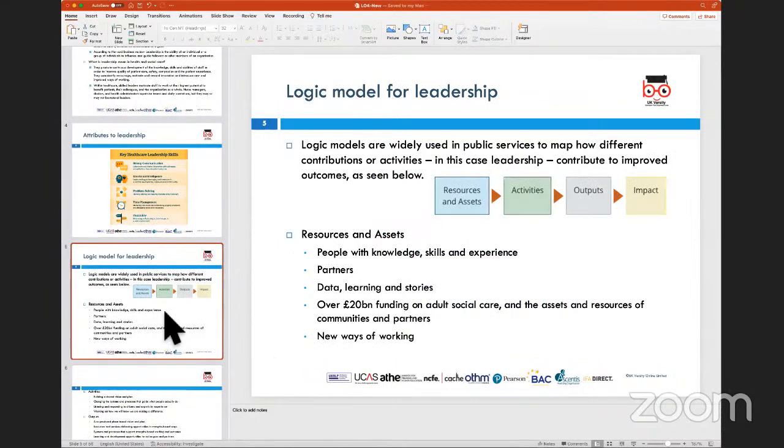Now, there are lots of different types of models, but there is one particular model which we get to see in terms of how leadership as a concept is approached within the health and social care sector. And this tends to be the logic model of leadership, which is widely used in public services, in the public sector in particular. And this particular model focuses on 4 different types of activities.